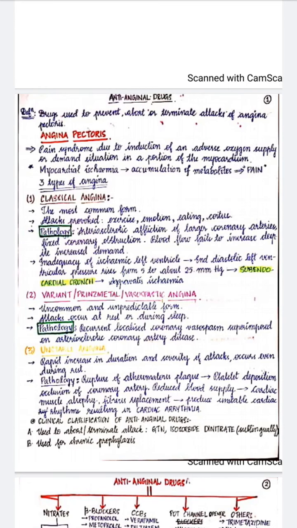Hi all. So today we are going to learn about anti-anginal drugs. What are anti-anginal drugs? These are drugs used to prevent, abort or terminate attacks of angina pectoris.